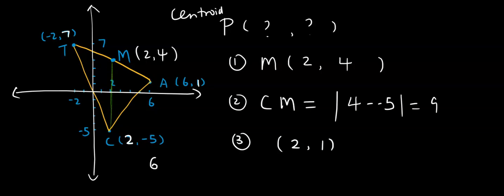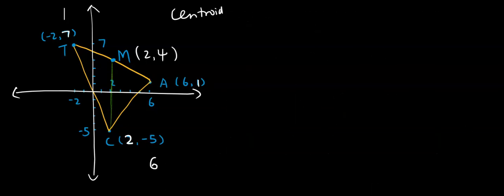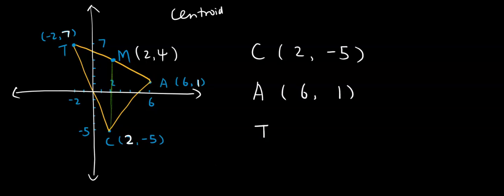Now, we just found the centroid is (2, 1) using 3 steps. What is the shorter method? I think you're going to like the shorter method. But of course, we must understand the longer one first. The shorter method: you have 3 points. Point C is (2, -5), A is (6, 1), and T is (-2, 7).